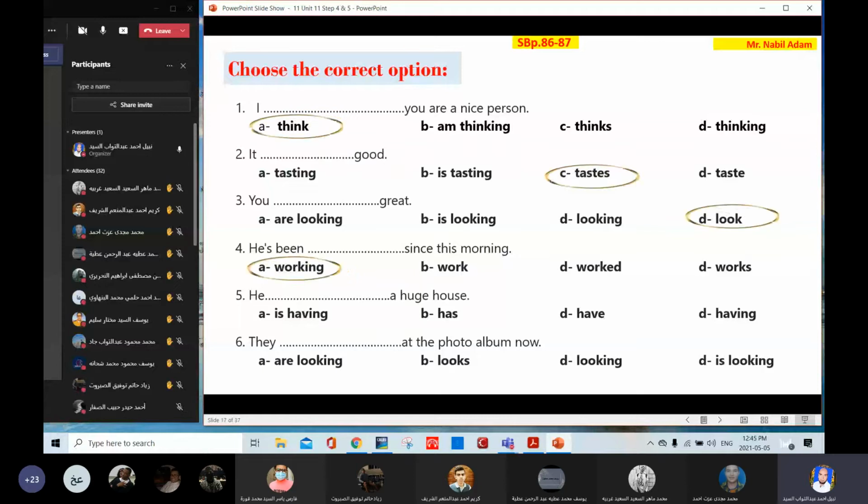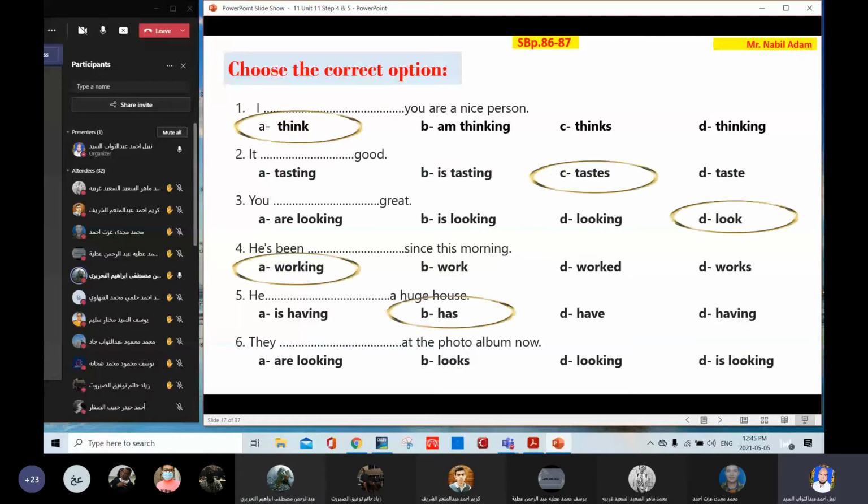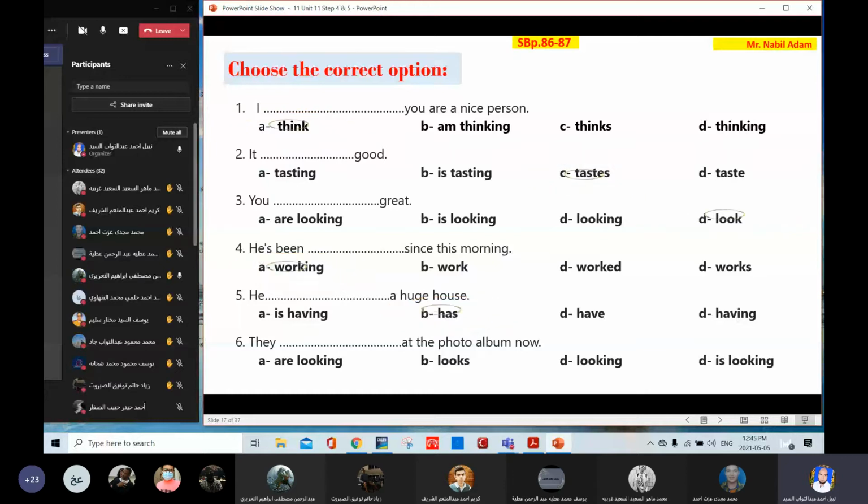Abdurrahman Mustafa. He has a huge house. He has, yes, a verb of possession. He has a huge house. Good. Abdurrahman has got two brothers. Good. Okay, Omar al-Banhawi.